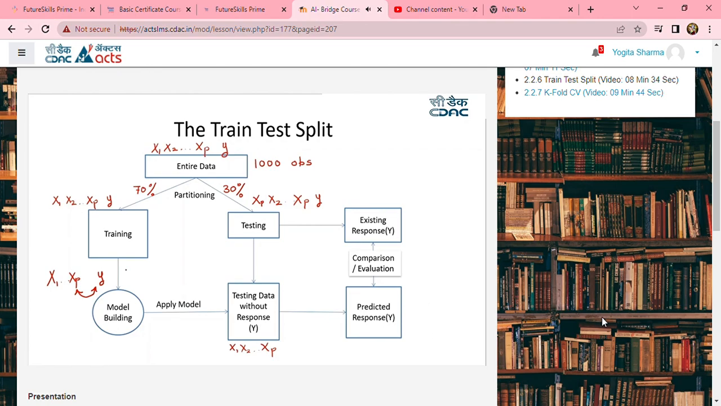Let me also tell you that we will be using several approaches, say M1, M2, M3, say some 10 approaches. For all these 10 approaches, we will have evaluation 1, evaluation 2, up to evaluation 10. Suppose for the second evaluation, we see that it is the closest one as far as existing values and predicted values are concerned. In that case, model 2, corresponding to evaluation 2, will be called the best model. This is how we choose the best model with this train test split.